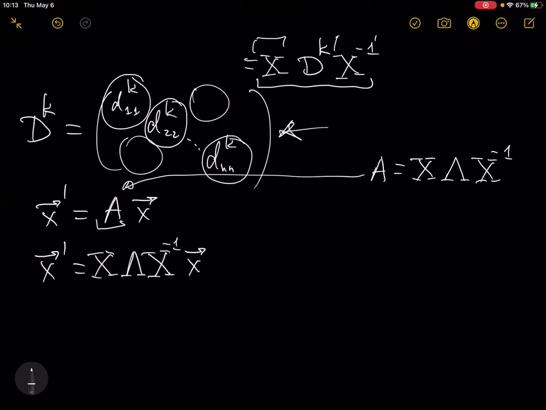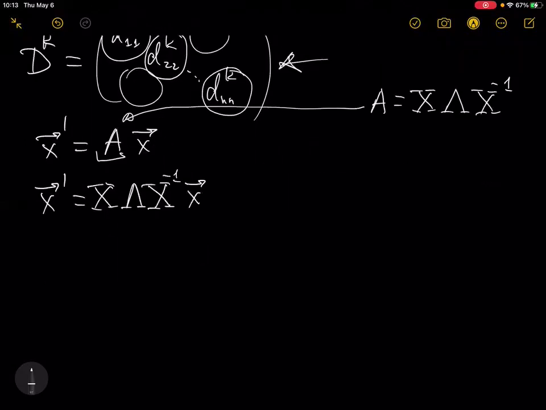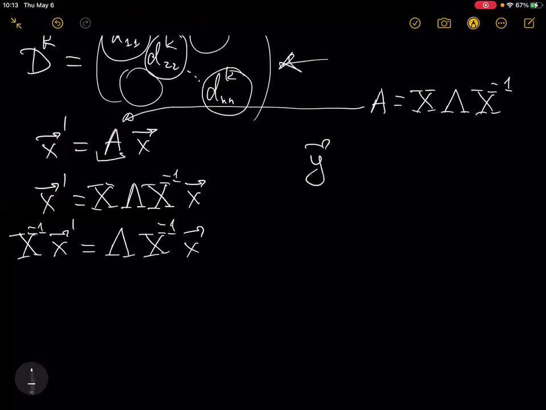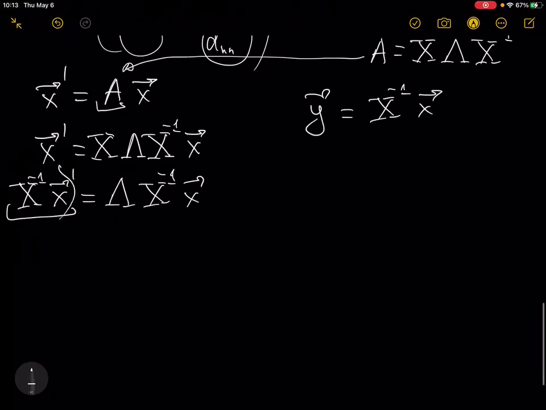x. And let me, for example, multiply from the left by X inverse. So let me call y to be this, because it's just a vector, right? Then this you can write like that. So it's y prime equals lambda y. But this is diagonal.